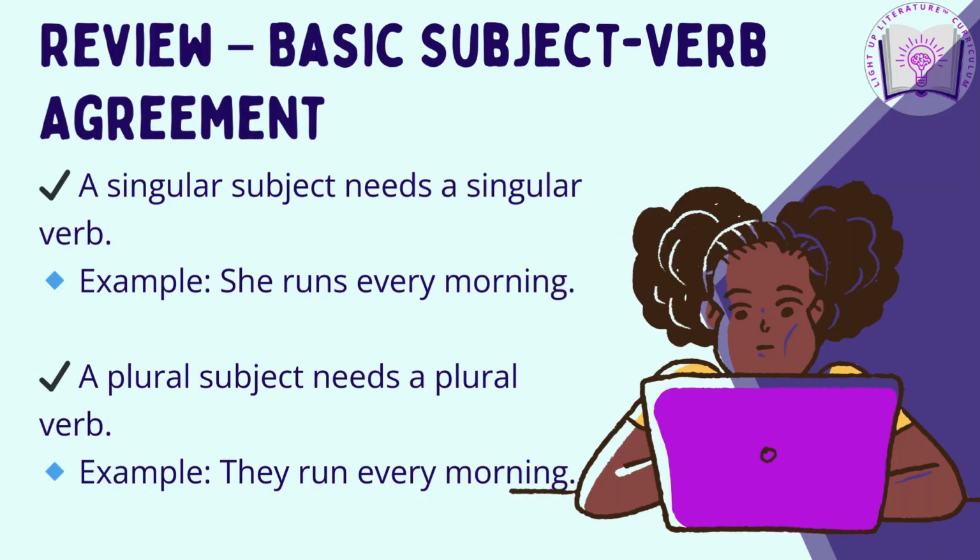Before we move forward with our advanced rules, let's just recap our basic ones. So, a singular subject needs a singular verb. For example, she runs every morning. She is singular, runs is singular. Remember, a lot of times the singular verb will have an S at the end if it's an action verb.